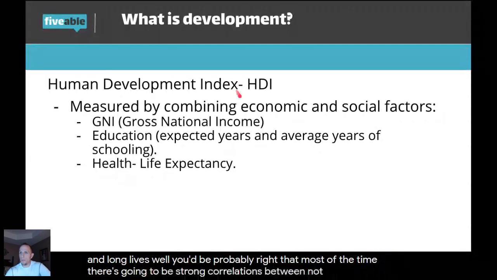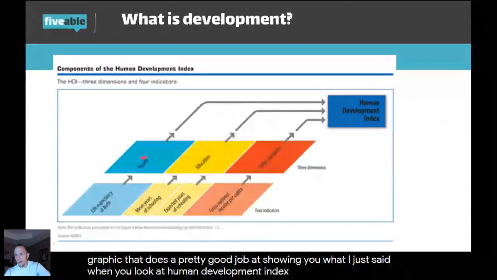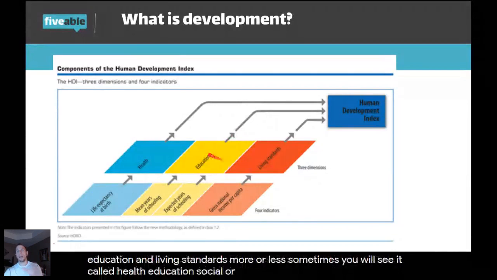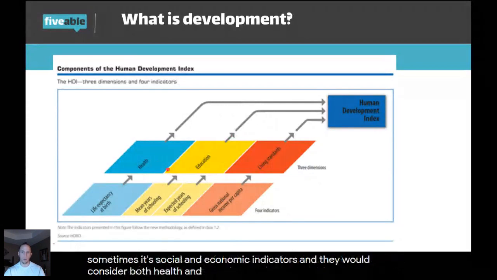When you look at the Human Development Index, you're looking at health, education, and living standards, more or less. Sometimes you will see it called health, education, social, or I guess social and economic. Sometimes it's social and economic indicators, and they would consider both health and education to be a social indicator. But these are those things, all right? Life expectancy, average mean years and expected years of schooling, all right? And then your gross national income.